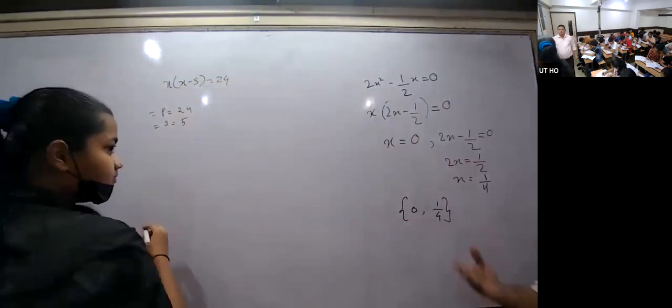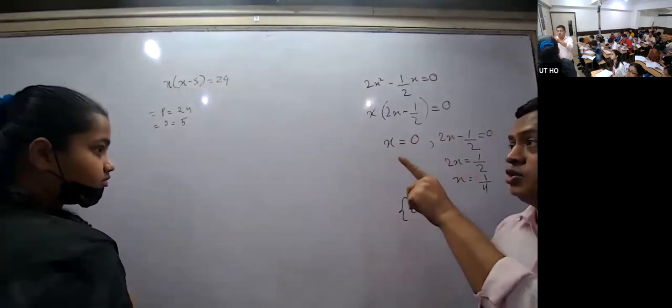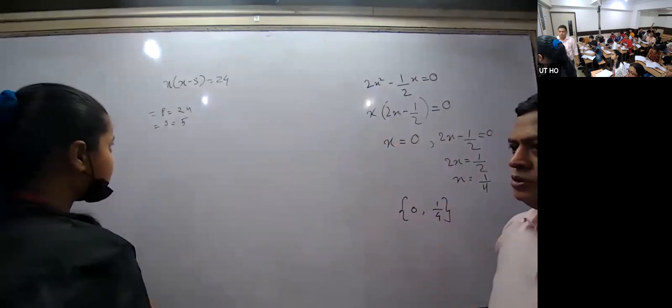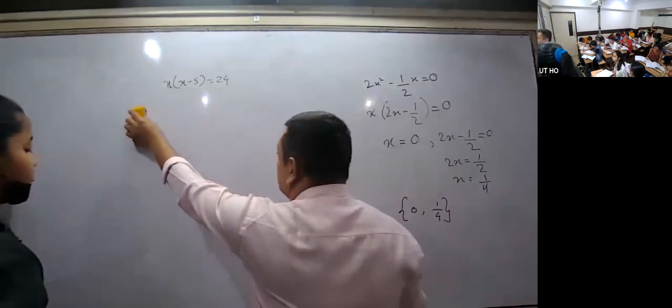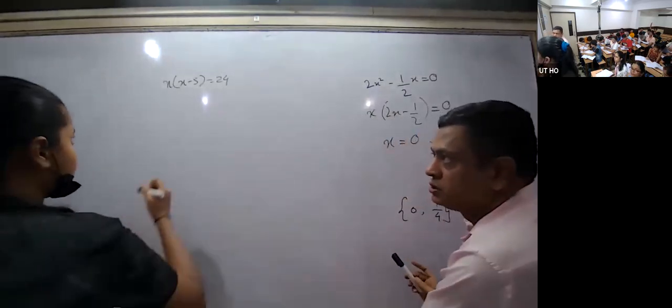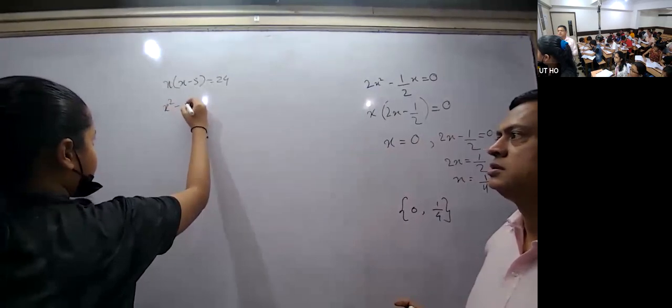Before going to do this one, you have to make it into the quadratic equation form. Is it in quadratic equation form? It is not now. First you open the bracket. Open the bracket, remove the bracket. So what will you get? X square minus.